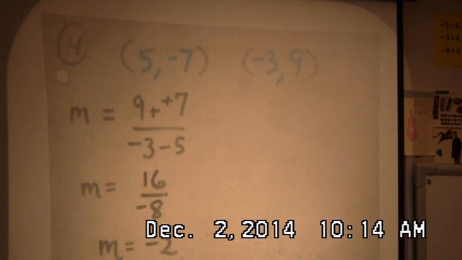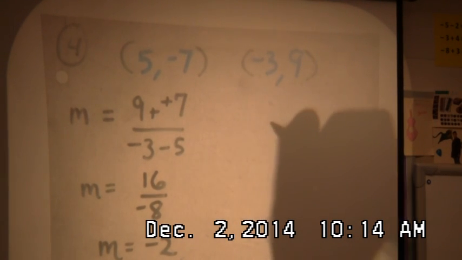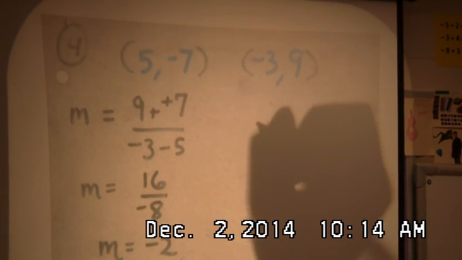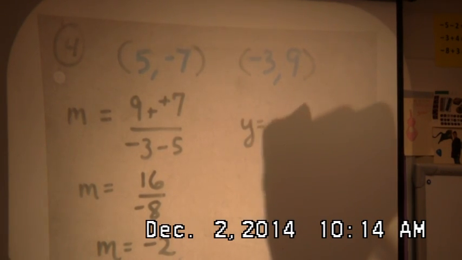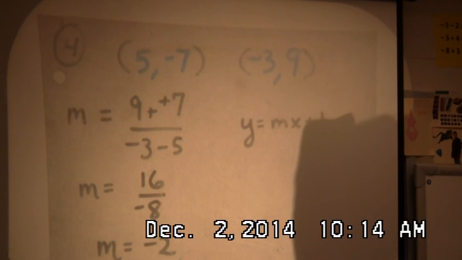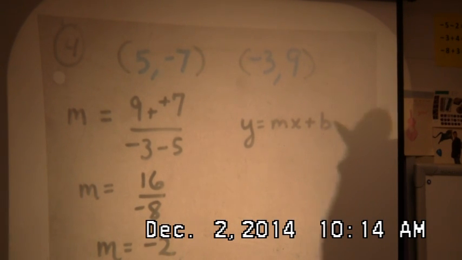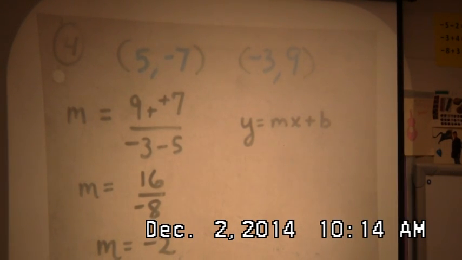What's the next thing we need to do? We need to find b. Good. We're going to find b. How do we do that? Y equals slope times x. Okay, so y equals mx plus b is our formula, but we have to pick a point. Which point do you like better?